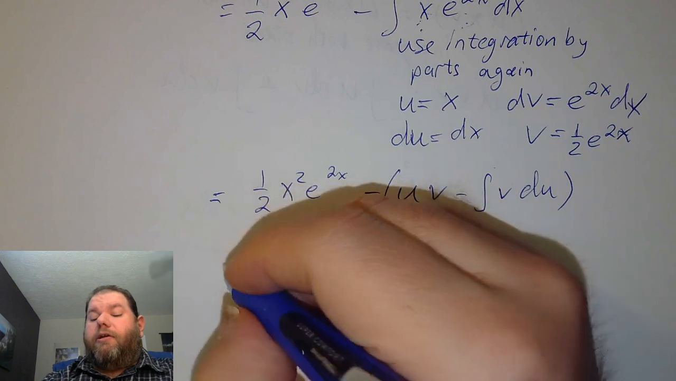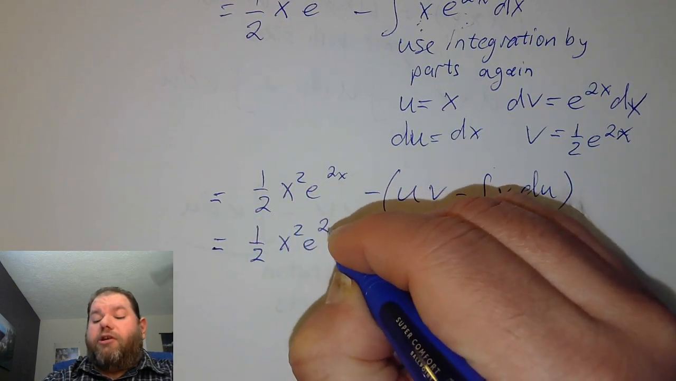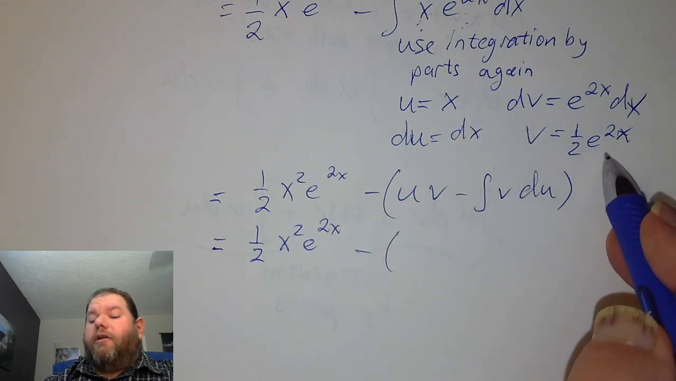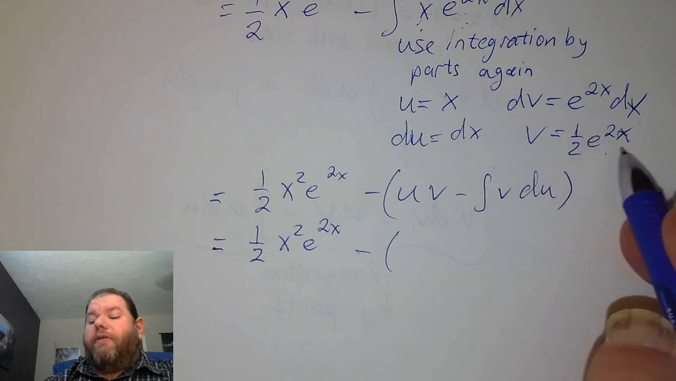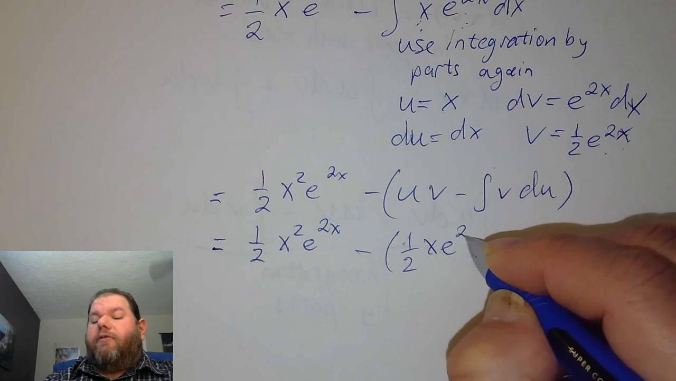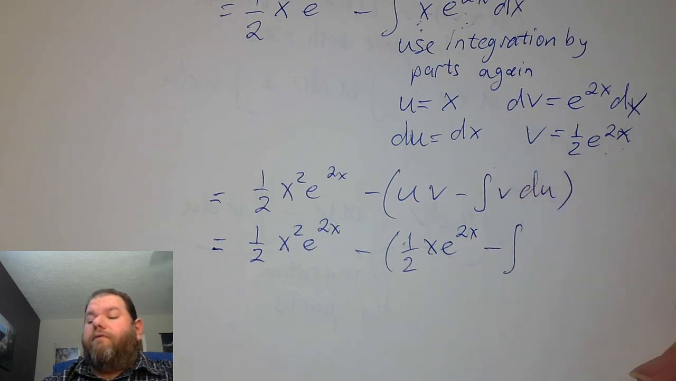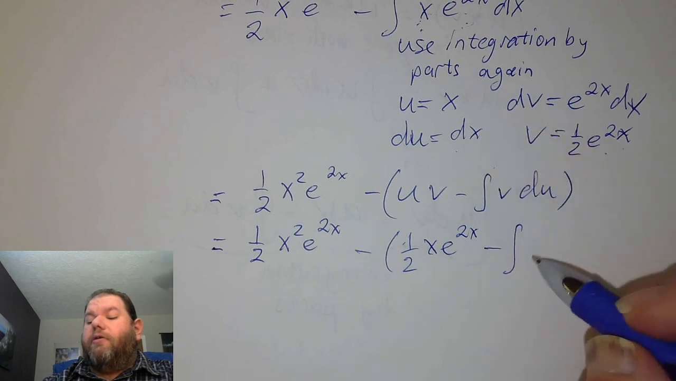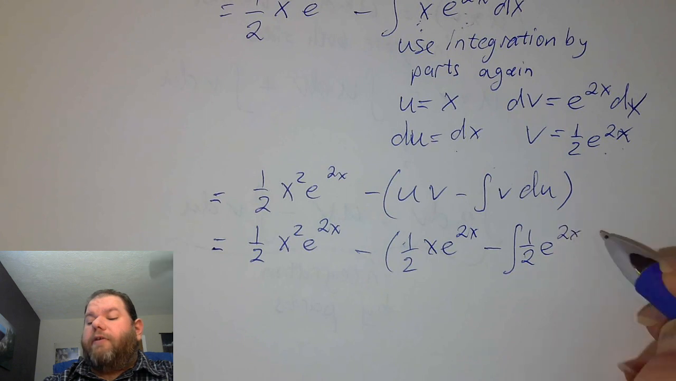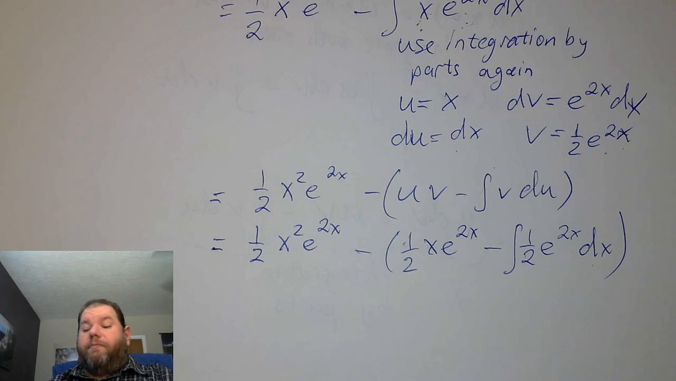So let's plug in. We have the same term here. This one's not going to change. But then we have minus parentheses u times v. So x times 1/2 e to the 2x. So let's say 1/2 x e to the 2x. Minus integral, and we have v times du. Now, v is 1/2 e to the 2x, and du is just dx, and so that'll be inside of our integral.